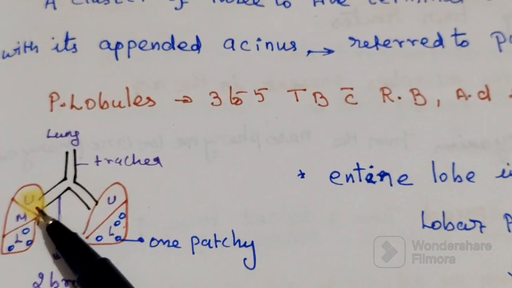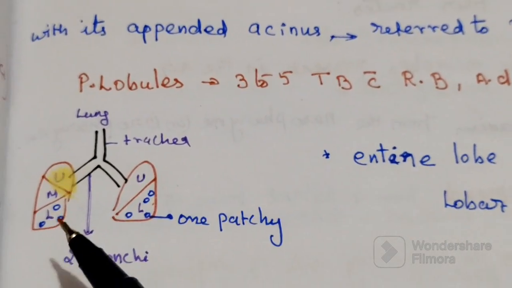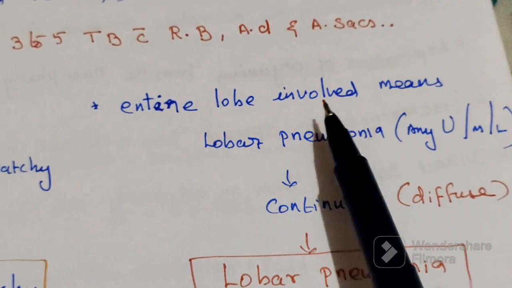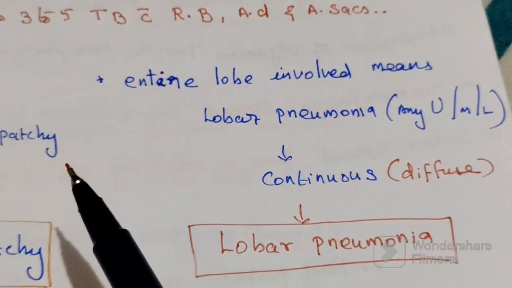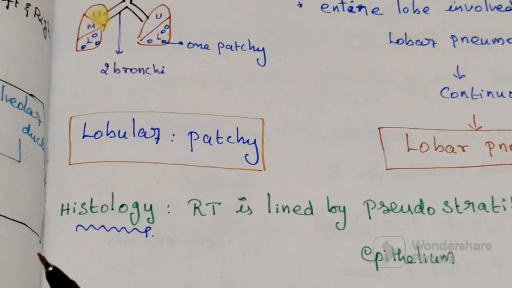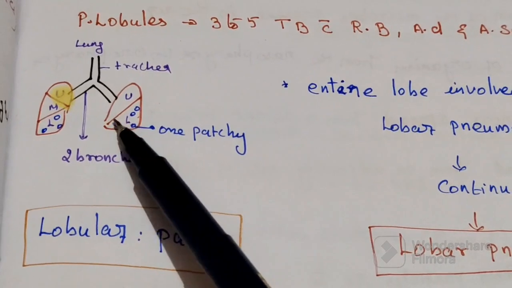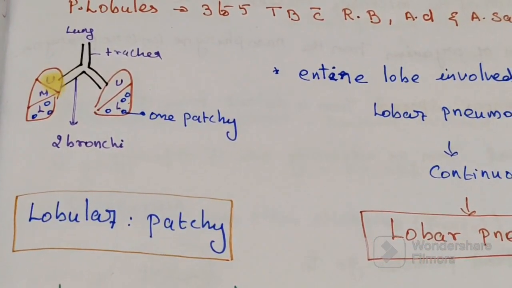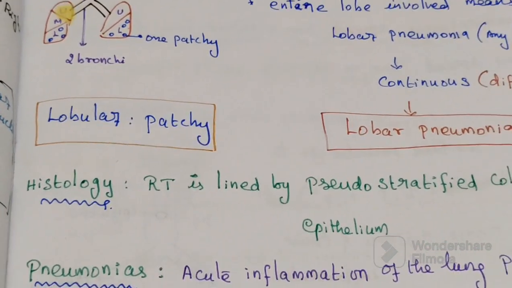Entire lobe involved means lobar pneumonia. It may be upper, middle, lower. Entire lobe involvement is called lobar pneumonia. It is continuous, diffuse, fully affected. Lobular means patchy. This one is patchy. This is the patchy consolidation. That is called lobular pneumonia.